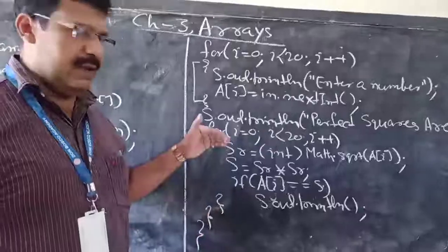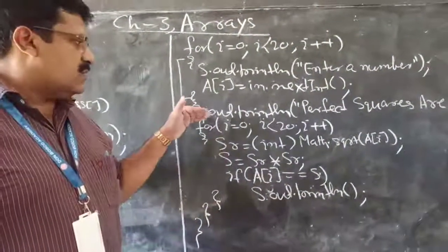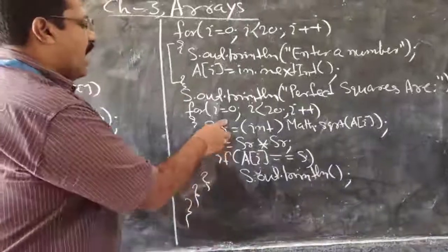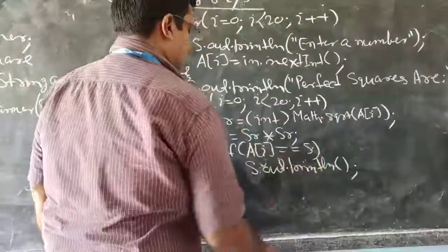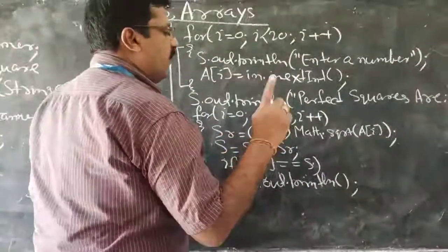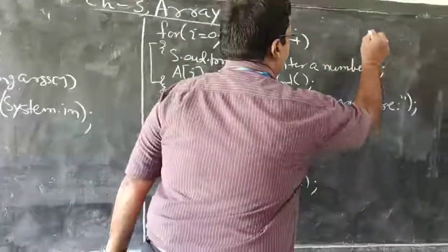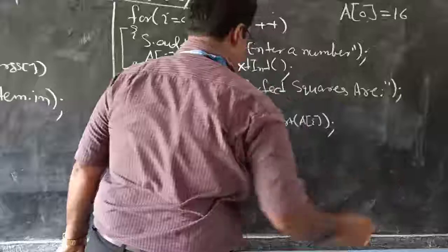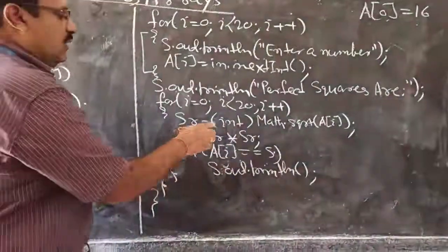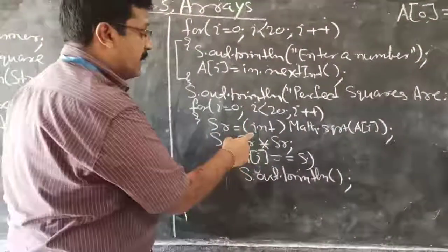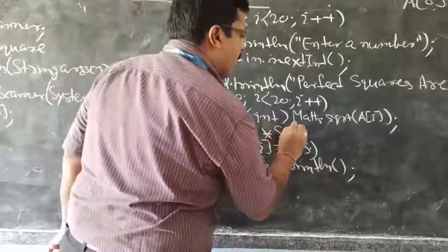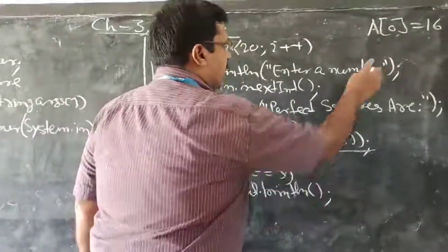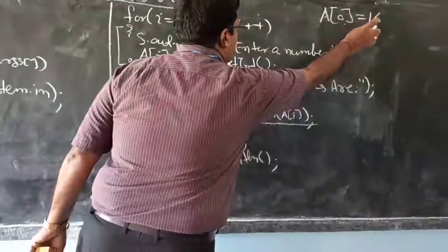Now see this part carefully. System.out.println perfect squares are: a heading is printed. For i equal to 0, i less than 20, i plus plus. Suppose the first number, at a[0], is 60. So sr equal to explicit typecasting: int of the method Math.sqrt of a[i], to find the square root of the a[0] value, which is 60.